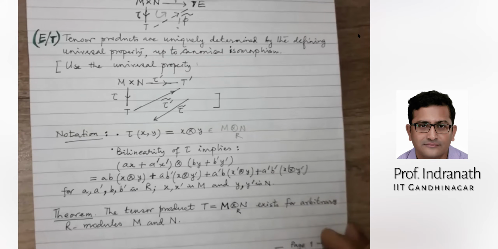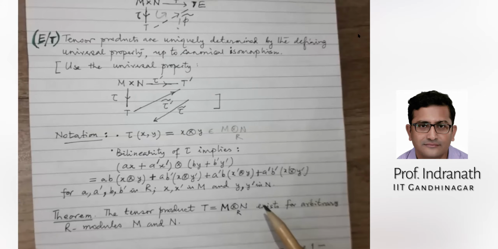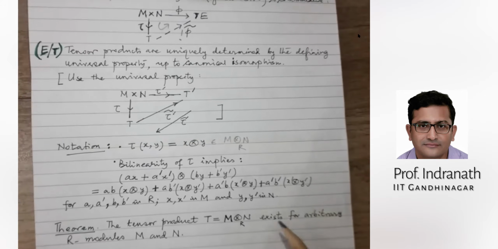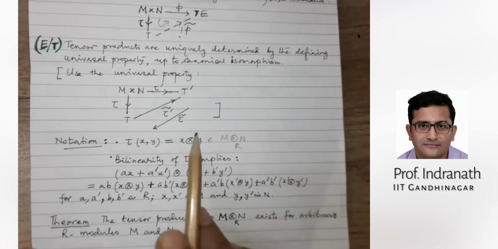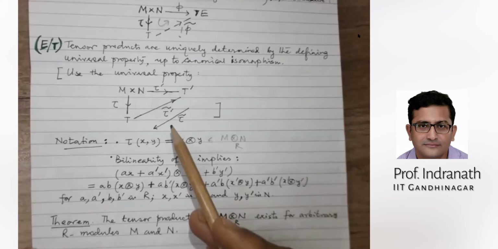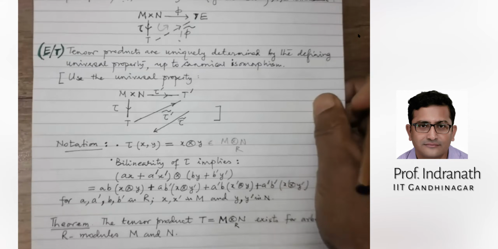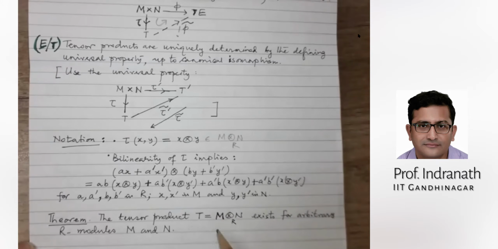Okay, so this is the tensor product, and the tensor product T exists for arbitrary R modules M and N. It is often said that it is enough to have just the universal property. There are comments that you should understand the universal property and learn it, but then you can forget the construction. But let us see whether we can actually ignore or forget it, or whether we will have a use for it.